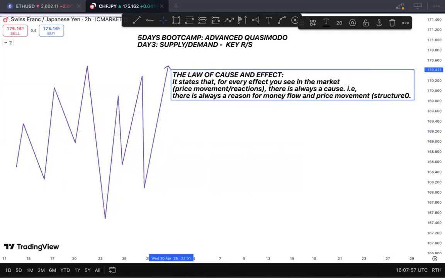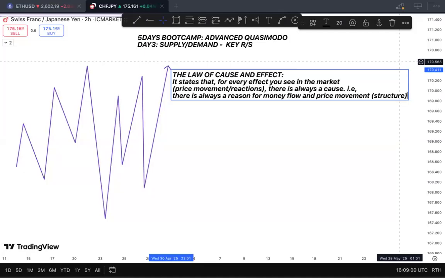So every reaction, price movement, or structure you see in the market doesn't just happen ordinarily. There is always a reason why structures are being formed and price is moving from one point to the other. If you understand the law of cause and effect and include it in this strategy, then you're going to do well with this strategy. Every reaction you see, every structure you see doesn't just happen. That is the reason why you are seeing the structure where you are seeing it, and why the structure is about to be formed.